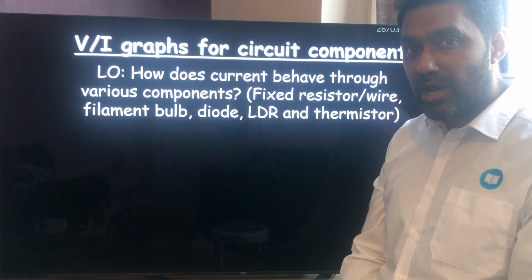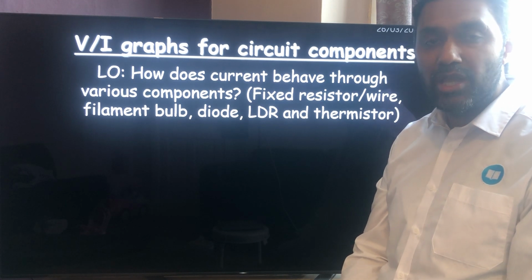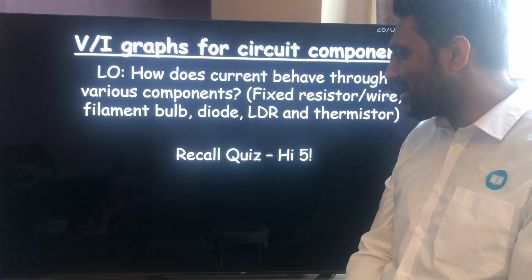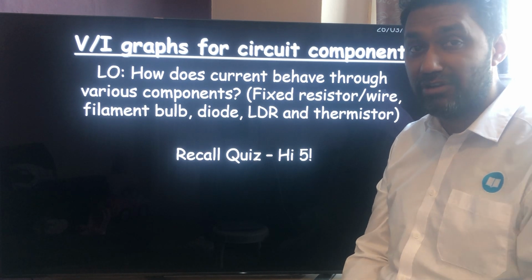As you know, I like to start my lessons with a quick recall PT, progress testing, but I've rephrased it. I'm going to recall them now. The recall quiz, high five. Get them all five right, you get a virtual high five from me.